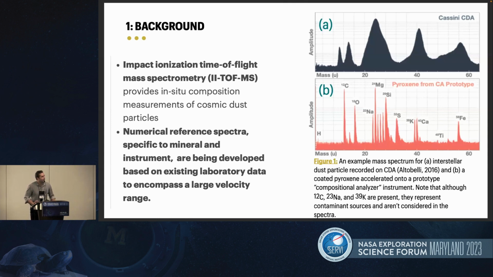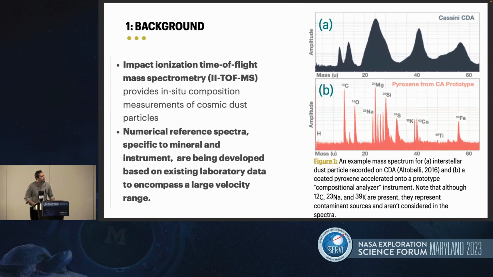So II-TOF-MS is impact ionization time of flight mass spectrometry. It's a method to provide in situ composition measurements of cosmic dust particles. These are really informative in situ measurements, but we do not have a ton of past mission data. So what this calls for is numerical reference spectra, which we're working on now.